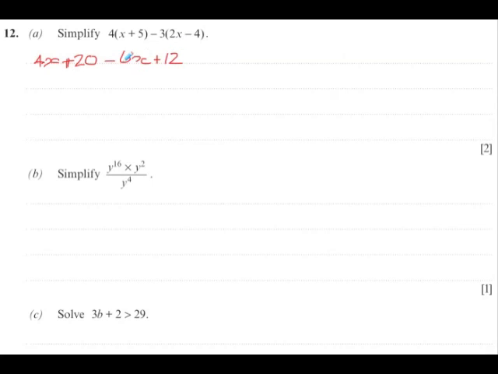We haven't finished simplifying because basically you can add the x's together. It's like adding apples. So 4x minus 6x equals minus 2x, and 20 plus 12 is 32. We can't say any more than that because it doesn't say what this equation is equal to. So that's your answer there. That's a simplified equation.